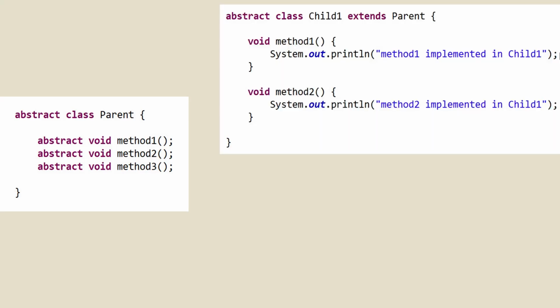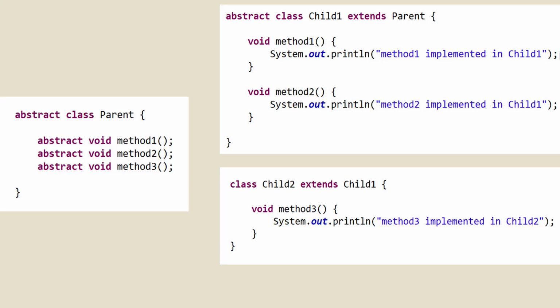So you can write abstract class child1 extends parent, and inside this child1 class we can implement one or two abstract methods. Whatever unimplemented methods are left from the parent are now the responsibility of the next subclass. So I can make this child1 class an abstract class and implement only two methods from the parent class, method 1 and method 2. Method 3 is not implemented here. Now whose responsibility is it to implement method 3? If you create a subclass of the child1 class, then it is the responsibility of that subclass to implement method 3.